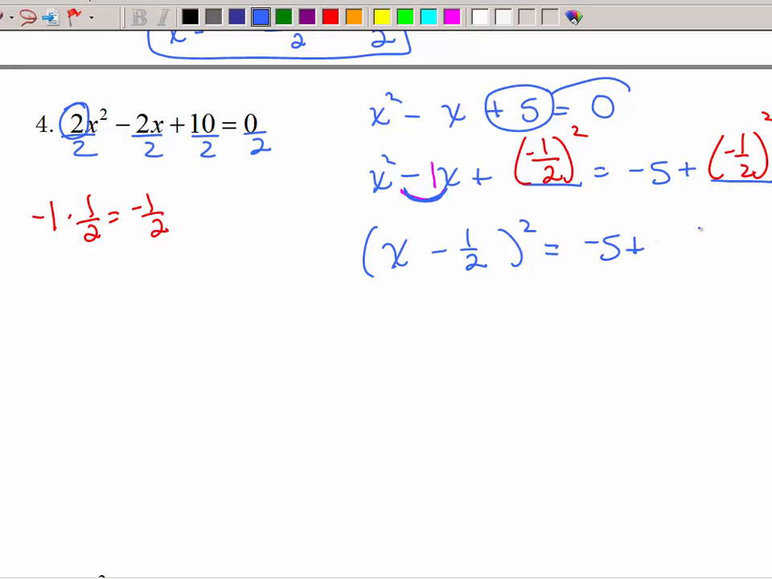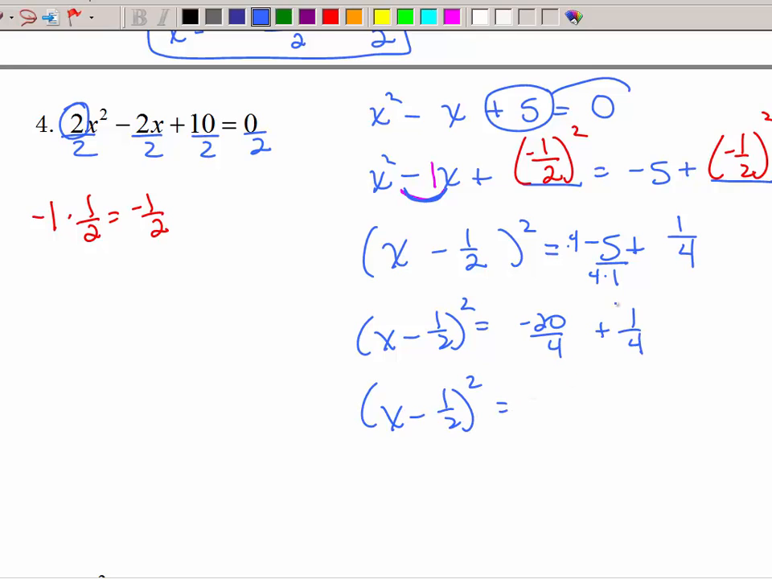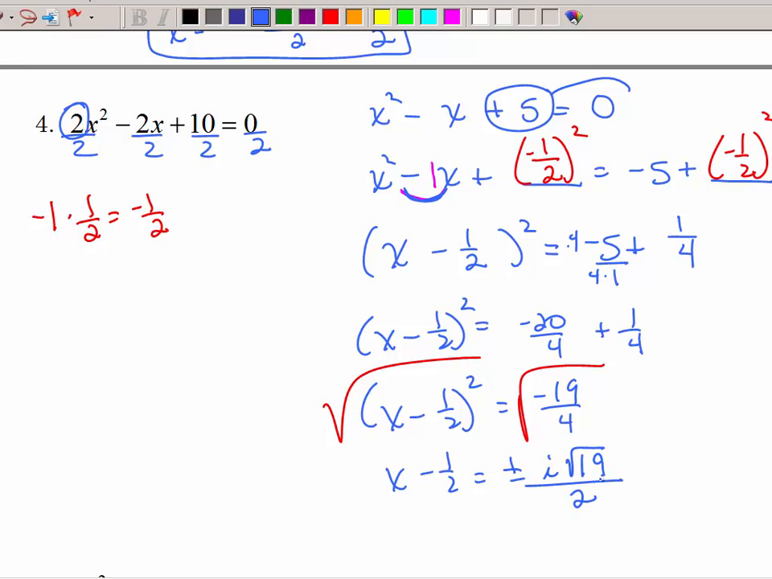So I have negative 5 plus, now when I square a negative, it is positive. 1 times 1 is 1, 2 times 2 is 4. So again, I have to do some arithmetic. Multiply both of those by 4, so I have negative 20 plus 1/4, which I guess is negative 19/4. Then we're going to take the square root, plus or minus. 19 is prime, the negative means it's imaginary, and the square root of 4 is 2. And then the last step is to add 1/2 to both sides.